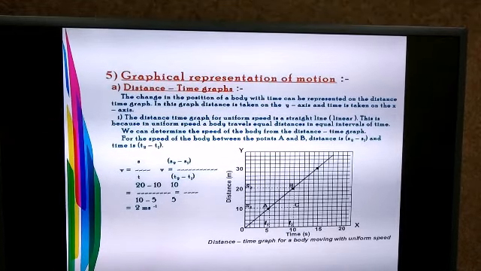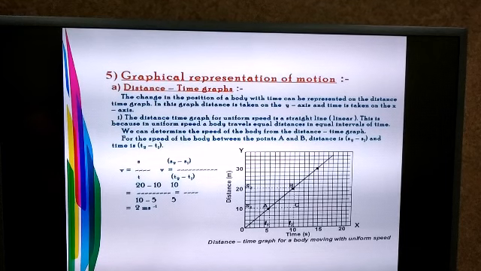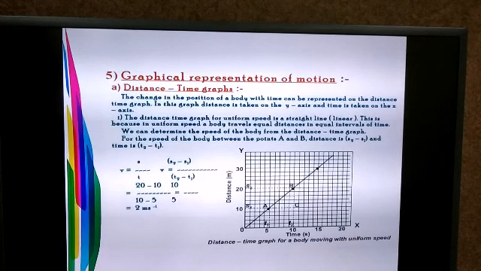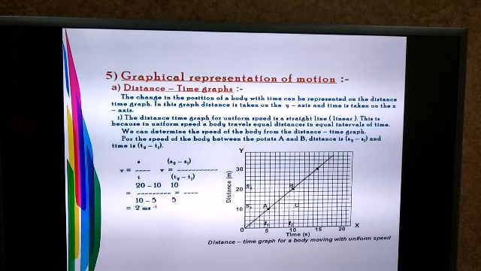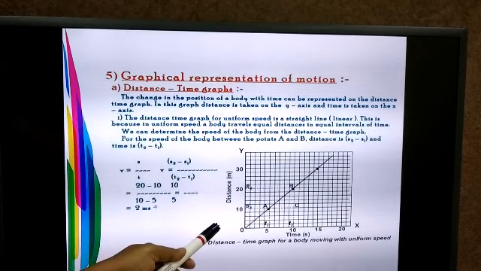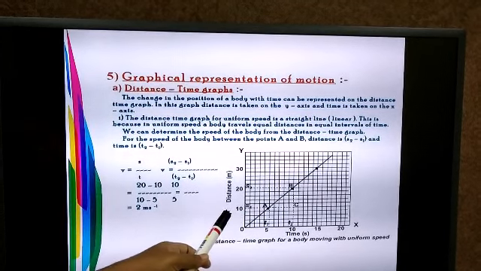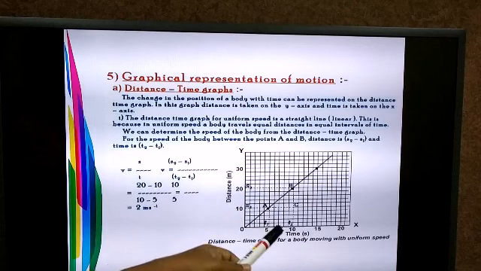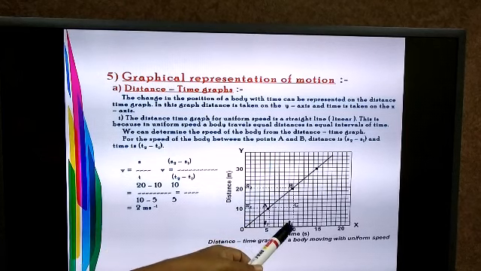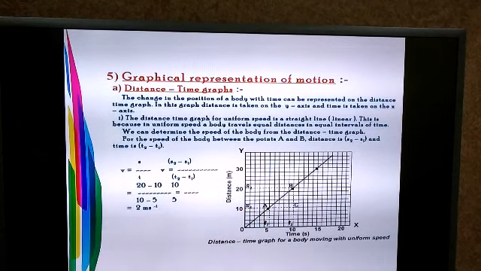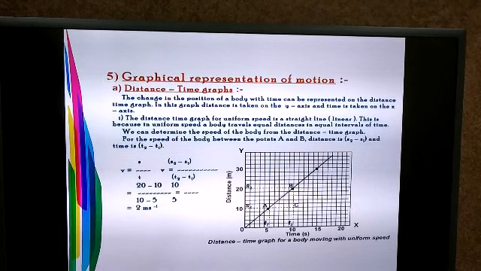This is a distance time graph for an object which is moving with uniform speed. And what is uniform speed? When an object covers equal distance in equal intervals of time, then the object is said to be moving with uniform speed. So here in the graph you can see that distance is taken along the y-axis and time is taken along the x-axis. So in 5 seconds the object has covered 10 meters, in 10 seconds 20 meters, in 15 seconds 30 meters, and so on. So here the distance is increasing at a uniform rate.